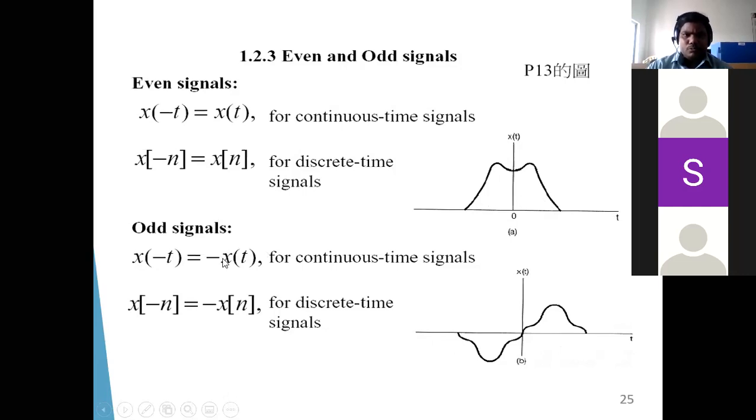So coming to the odd signals, the odd signal condition is minus x of t equals x of minus t. This is for continuous time signals, whereas for discrete time signals, minus x of n is equal to x of minus n. So this is the graphical representation of the following condition. The signal will appear from the complete opposite side of the signal.